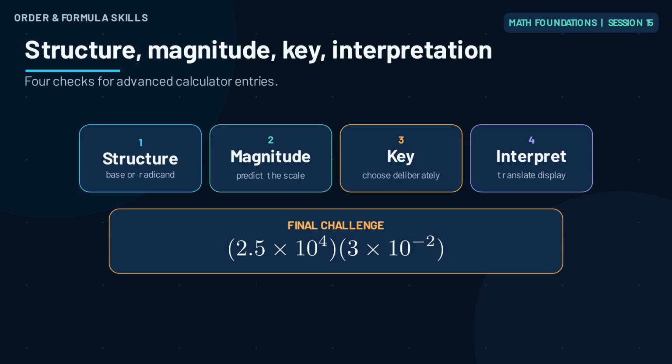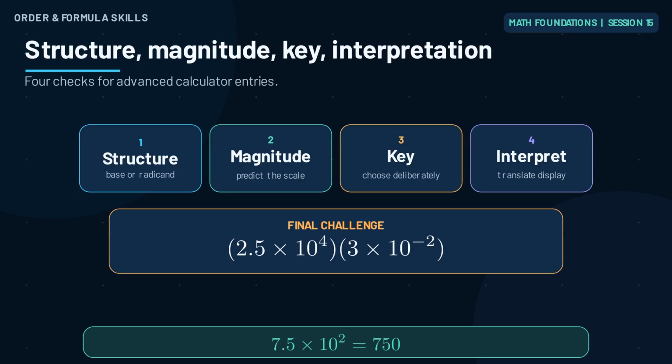Challenge. Multiply 2.5 times 10 to the fourth by 3 times 10 to the negative second. Multiply coefficients to get 7.5 and add exponents 4 plus negative 2 to get 2. 7.5 times 10 squared equals 750. Key choice, exponent sign, and magnitude check should all agree.